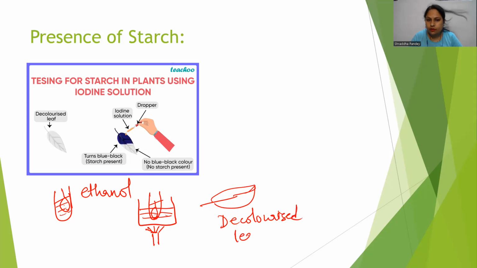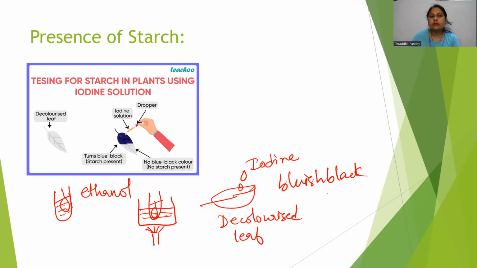This decolorized leaf we will wash with water, and we will take an iodine solution. We will put a drop of iodine on the leaf. What will happen? The leaf will turn bluish black. This indicates the presence of starch. When iodine comes in contact with starch, it turns bluish black. So this shows the presence of starch in the leaf.